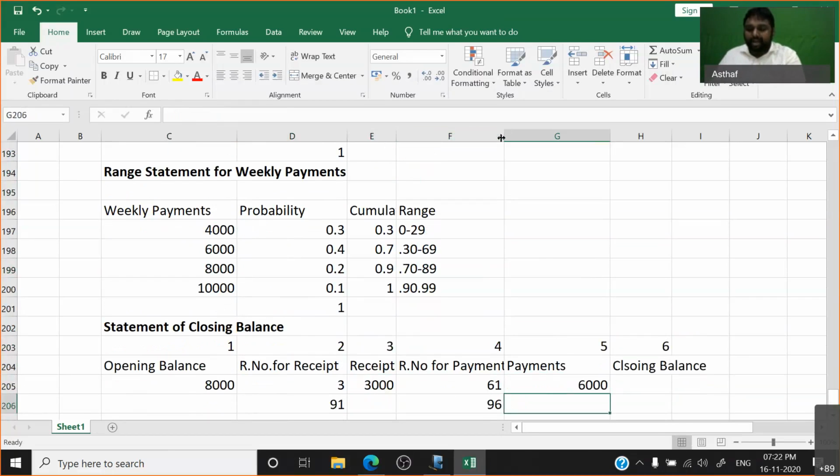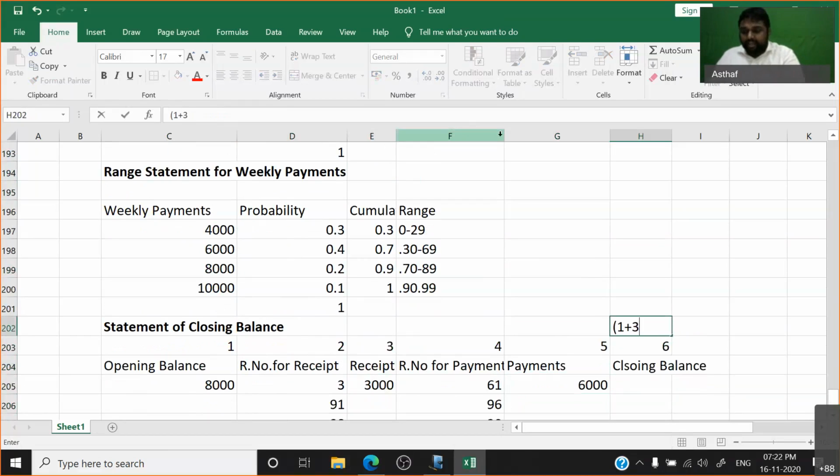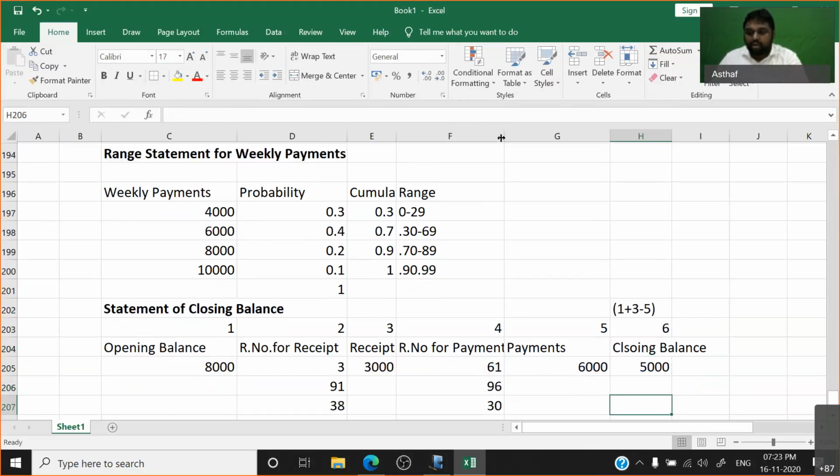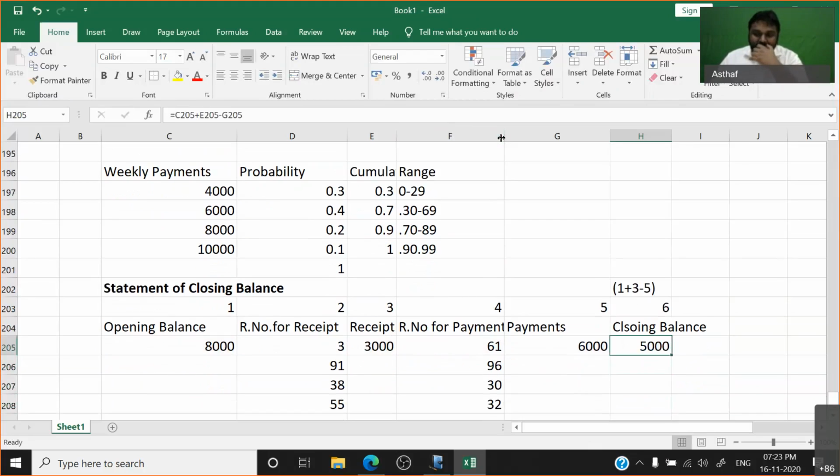So what will be the closing balance? Closing balance is opening balance plus receipts minus payments. So what is the opening balance? 8 plus receipts minus payments. So 8,000 plus 3, you will get 11. 11 minus 6, you will get what? 5,000.